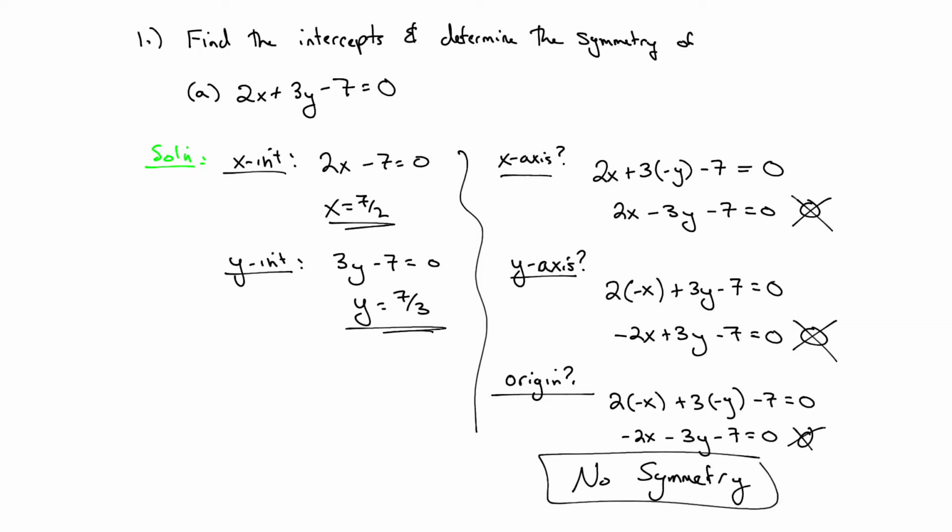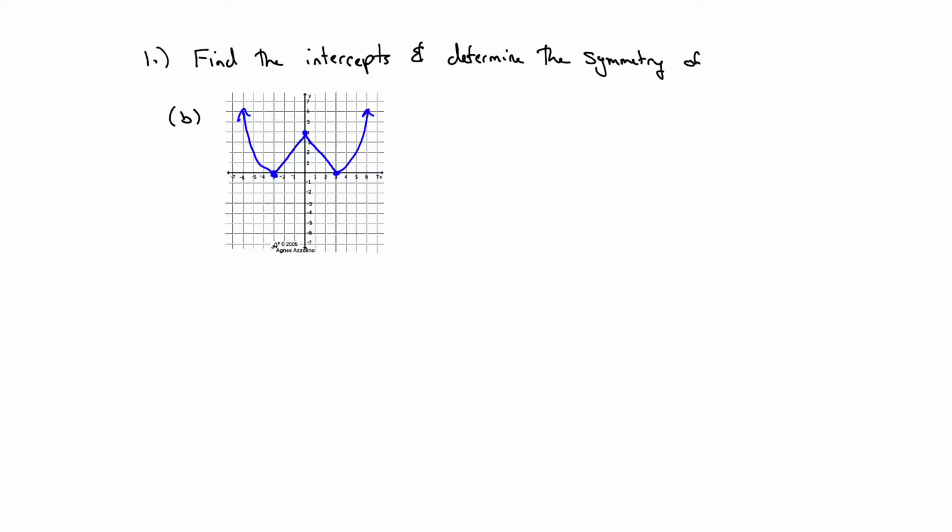No symmetry. And that is part A. And we'll move on to part B, which was this graph. And so with this one, x-intercept, y-intercept, does it have any? And if so, what are they? And then symmetry. What symmetry does it have?